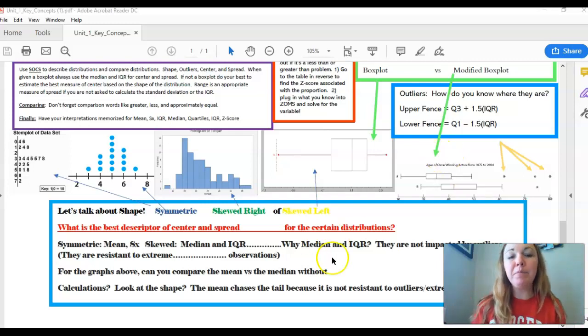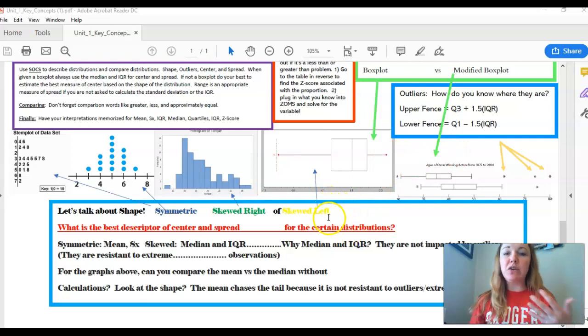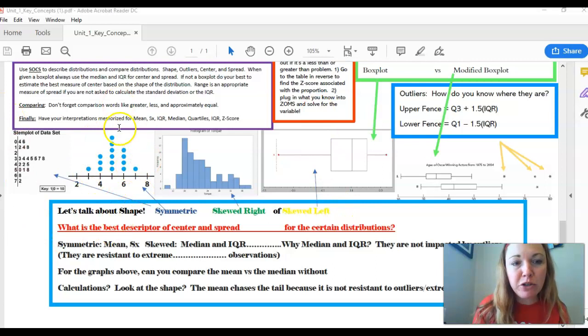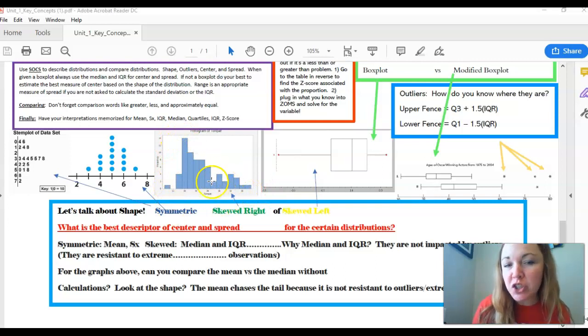Lastly, let's talk about how we know if something is symmetric versus skewed right versus skewed left if you're not given a graph. You want to look at the mean versus the median. Anytime we have a symmetric graph, the mean is going to be approximately equal to the median. Anytime we have a skewed distribution, so it's skewed to the right, our mean is going to chase that tail because it's affected by outliers, okay? So you would say that the mean is greater than the median.